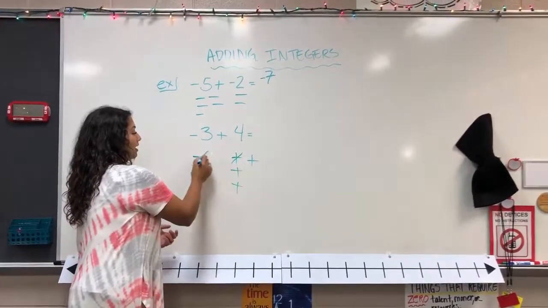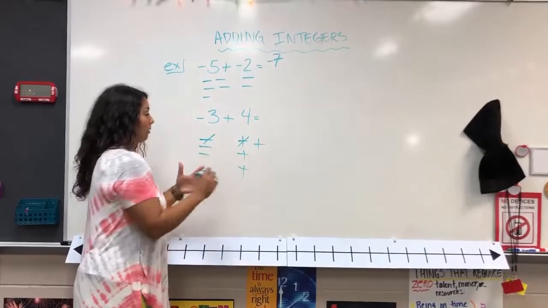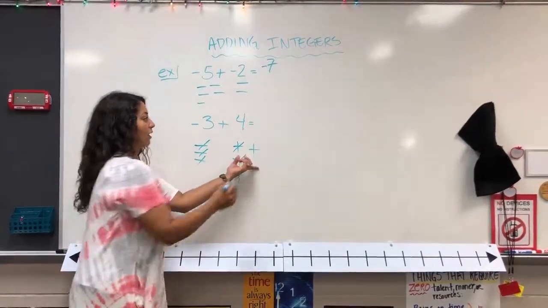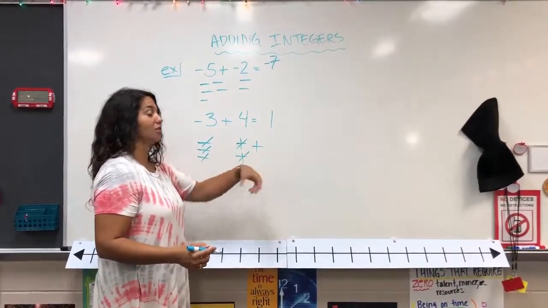Each positive and negative zero themselves out and become a zero pair and go away. Positive and negative, positive and negative. And what I'm left with is 1. And so that's a good strategy we can use when we're adding or subtracting integers.